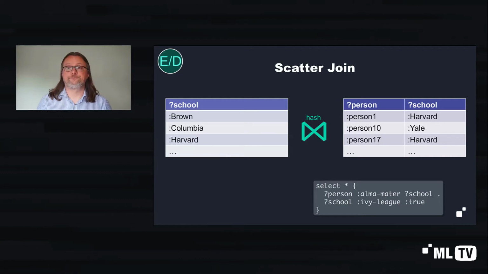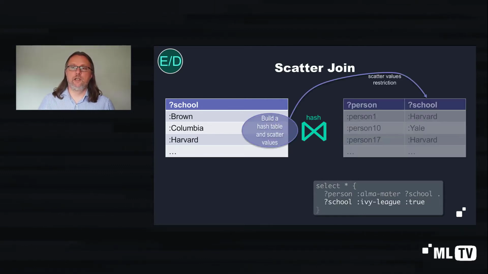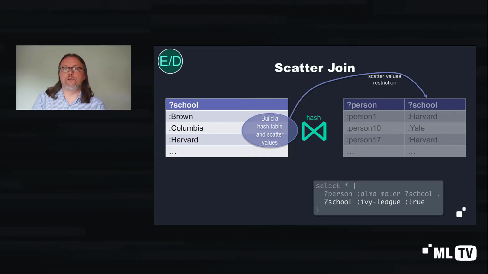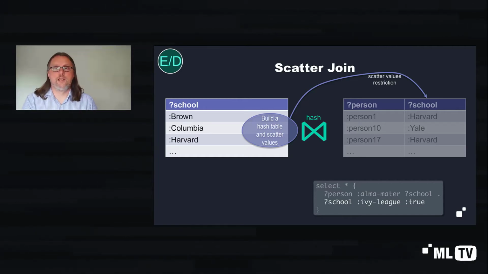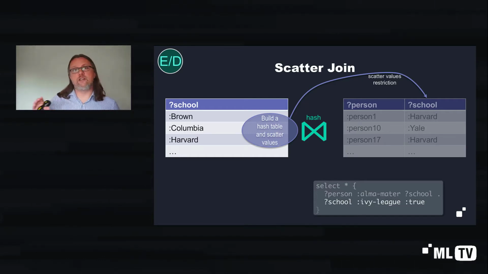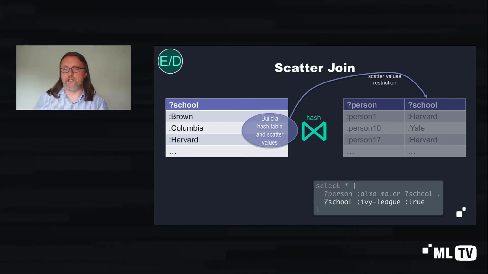result in a join. So for a scatter join, we proceed as normal. We look at the left-hand side and we build a hash table there. But whilst we're building that hash table, we also keep track of the unique values from that left-hand side that will produce a positive join result. And we take those unique values, we call those scatter values, and we pass those into the execution of the right-hand side. And they restrict the values that the right-hand side needs to return.